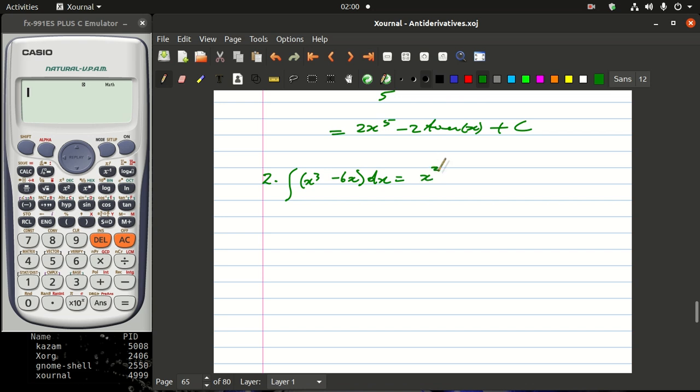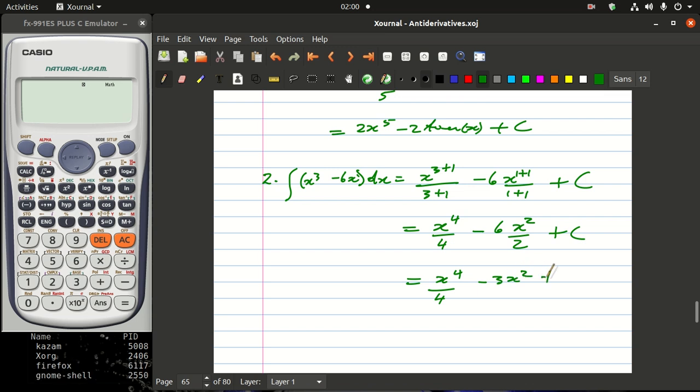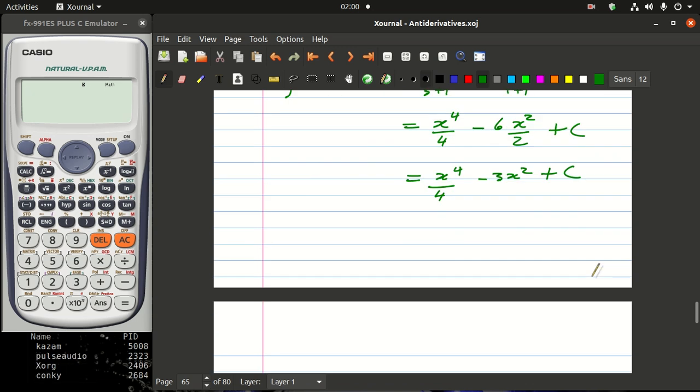I have x raised to 3, I add a 1, divided by 3 plus 1, minus 6, I have x. Since there is a 1 there, I have to add a 1 and divide by 1 plus 1, and then plus the constant of integration. Simply put, x raised to 4 divided by 4 minus 6 times x squared divided by 2 plus a c. Simply put, x raised to 4 divided by 4 minus 3x squared plus a c. That is what is important there with number 2.